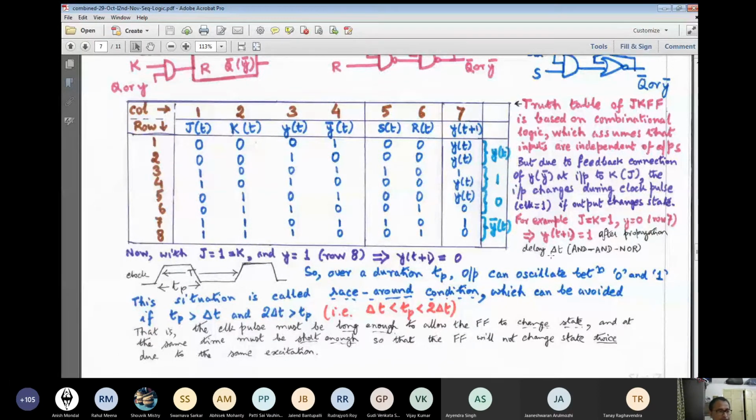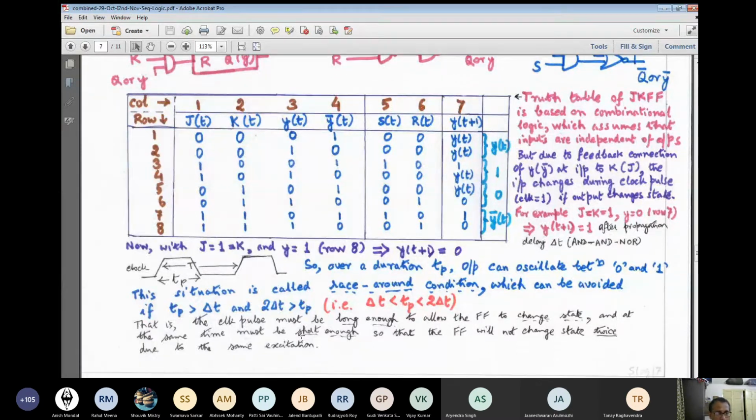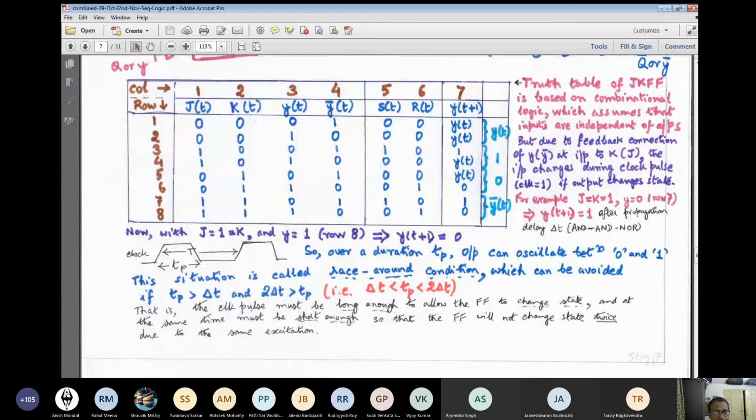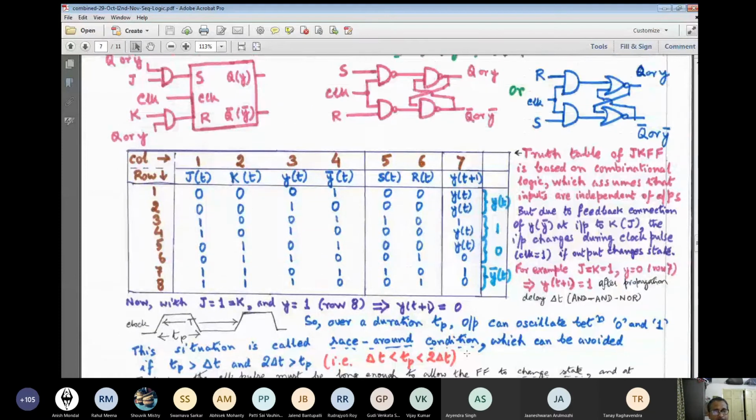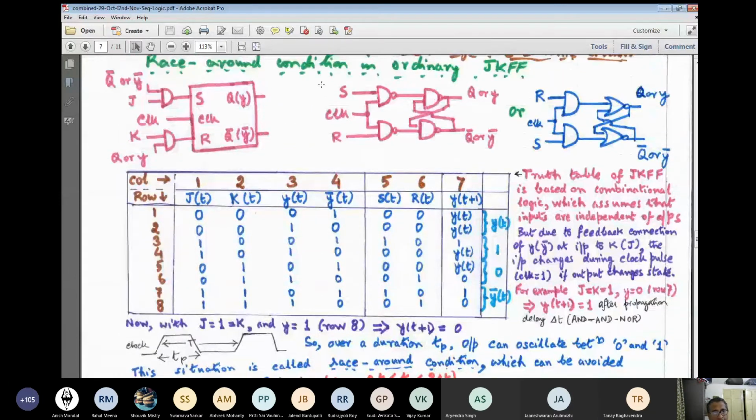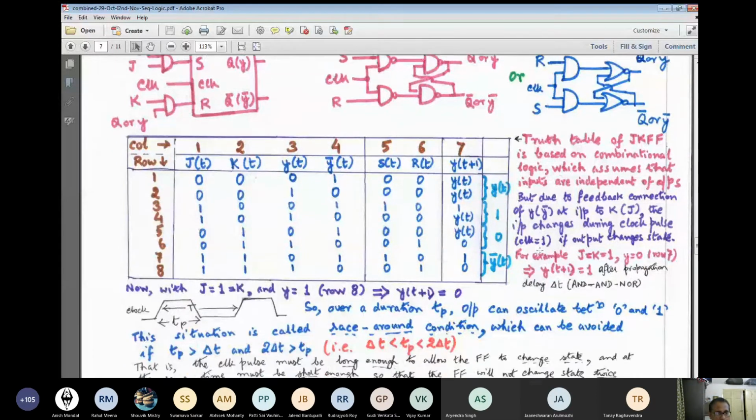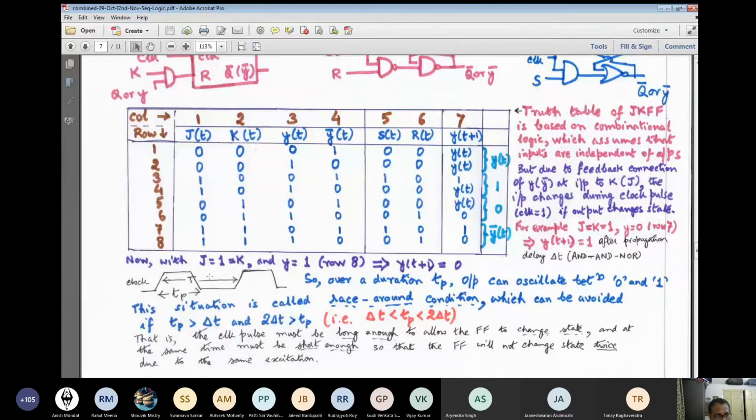Let me discuss that. The clock pulse, I have written for you, should be long enough. That means the duration should be long enough so that it allows the flip-flop to change state. Signal should be allowed to go from this end to this end through the 3 gates or even 4 gates, because there is another feedback involved. So the delay of the 4 gates should be less than the on time of the clock.